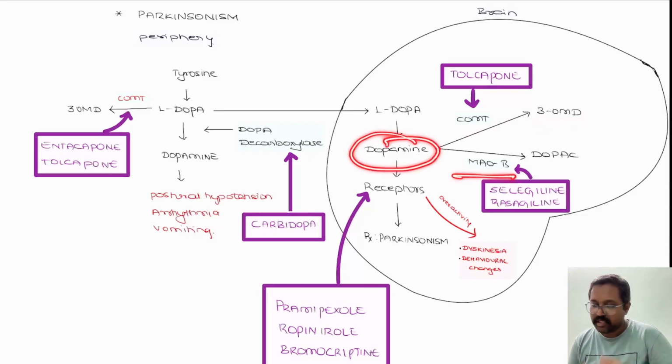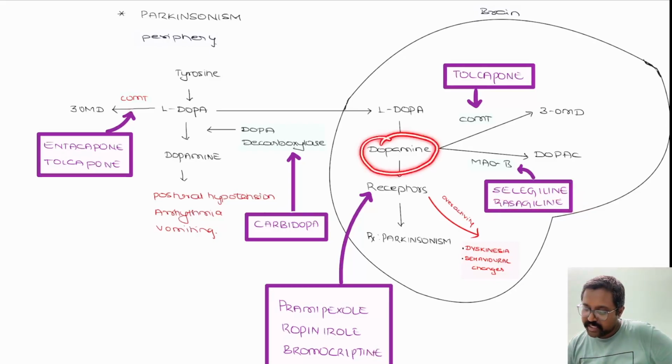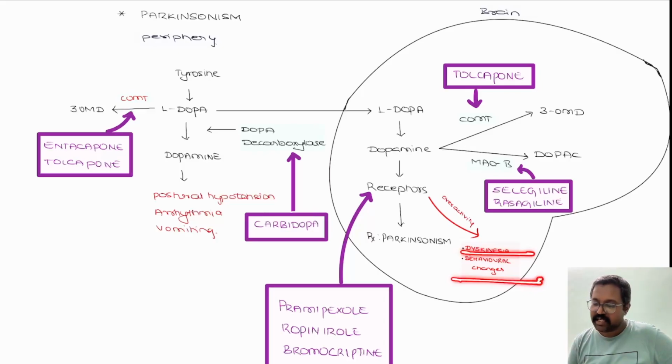metabolism of dopamine. To increase the concentration or availability of dopamine, you can inhibit COMT with tolcapone, which is an inhibitor of COMT, and you can inhibit the MAO-B activity with the help of selegiline and rasagiline. And also, if there is an increase in dopamine activity on the D2 receptors, there is overactivity that leads to dyskinesia and behavioral changes. So this is one of the side effects of levodopa.